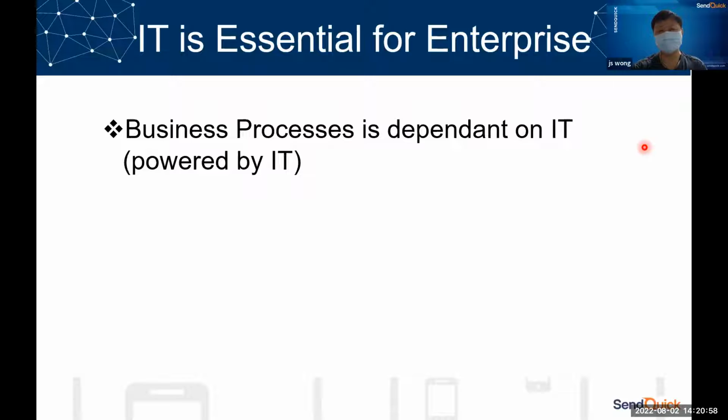IT is definitely very important to enterprises. Why? Because business processes in a lot of aspects are dependent on IT, or in short, powered by IT. If you think about the very early days of business transactions, like the computerization of your accounting function, your ERP, your CRM, the heart of all this automation and productivity development is IT. The starting of computers, the starting of spreadsheets, all this computerization actually gives a lot more productivity gain to companies. So business processes are very dependent on IT.